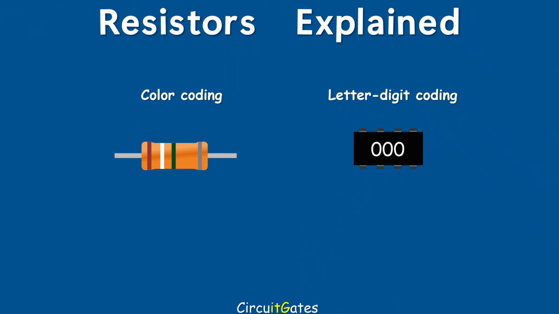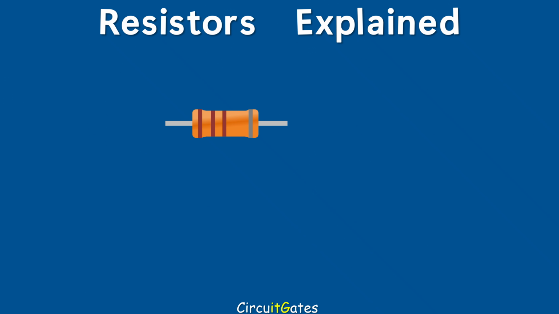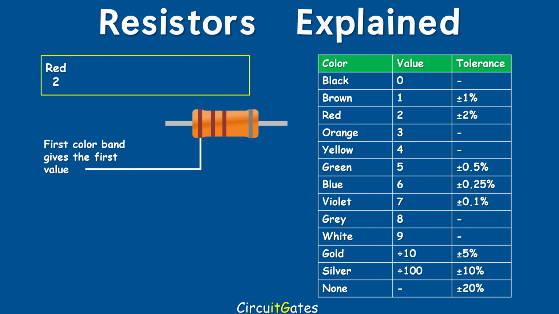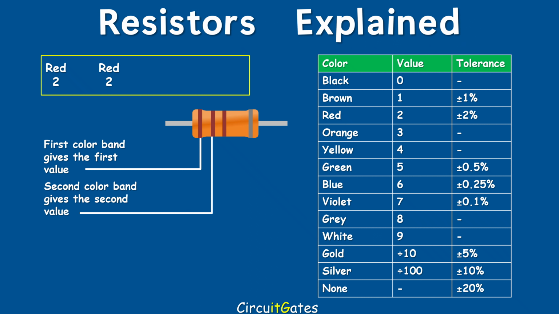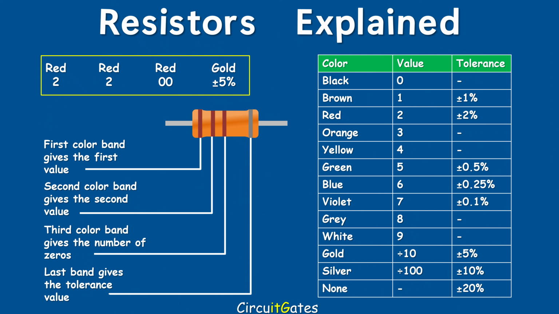Under color coding, we have 4 and 5 color band color coding. In 4 color band color coding, the resistor has 4 colors, each color corresponding to a specific number as shown in the table on the right. The first color on 4 color band color coding represents the first digit value. The second color represents the second digit value. The third color represents the number of zeros. And the last color represents tolerance. If gold or silver is found in the third band, the resistor value is divided by 10 or 100 respectively.